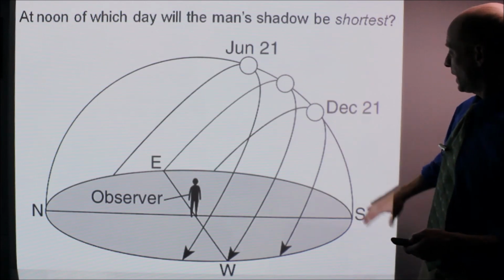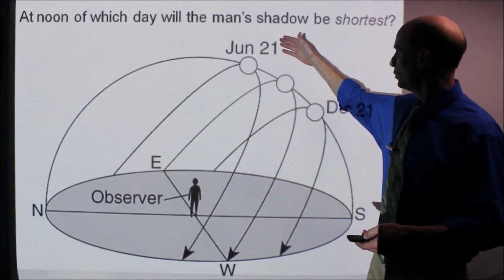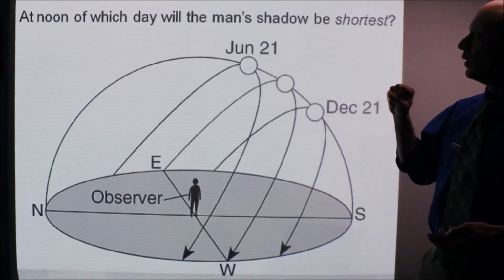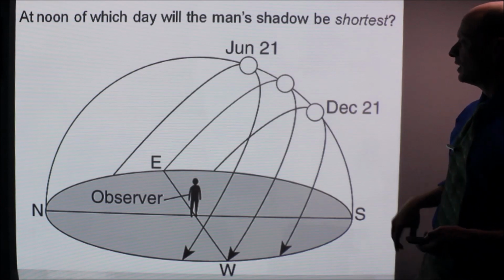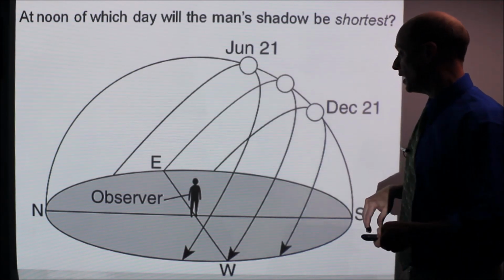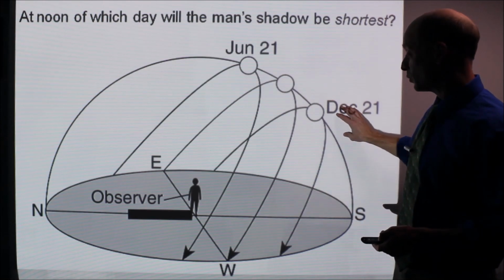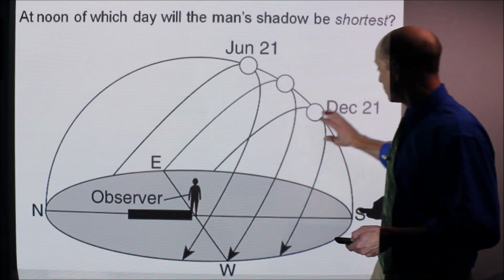Here's another one. Always look at what you're looking at here. We have just labeled June 21st and December 21st. So at noon of which of these 2 days will the man's shadow be the shortest? Okay, shortest shadow. So you really got to think about it. So this here would be the shadow on December 21st. I kind of represented the length of his shadow, okay, because it's lower in the sky.